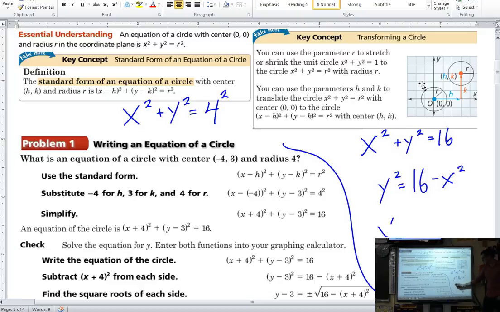On the calculator, how do you type that? You just set lines where you want. Oh yeah, let's use literal numbers. So it's going to be the square root of 16 minus x squared, but then y equals plus or minus that.